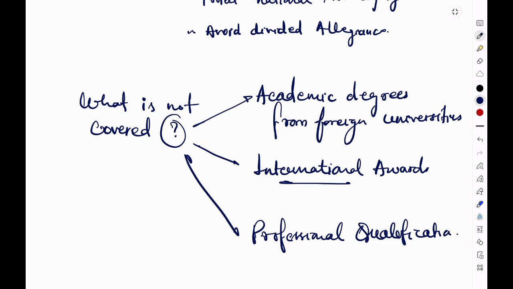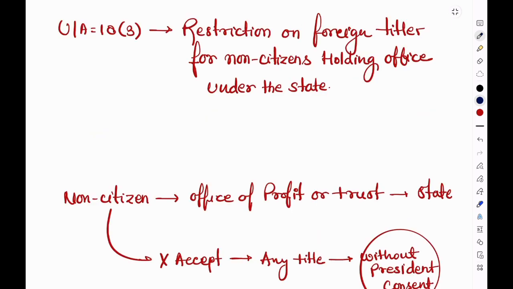So as we have seen the two clauses, that is Article 18 clause 1 that restricts the state of India from conferring any titles, and Article 18 clause 2 that restricts Indian citizens from accepting foreign titles. Now we will see Article 18 clause 3, the restriction on foreign titles for non-citizens holding office under the state. That is, no person who is not a citizen of India.